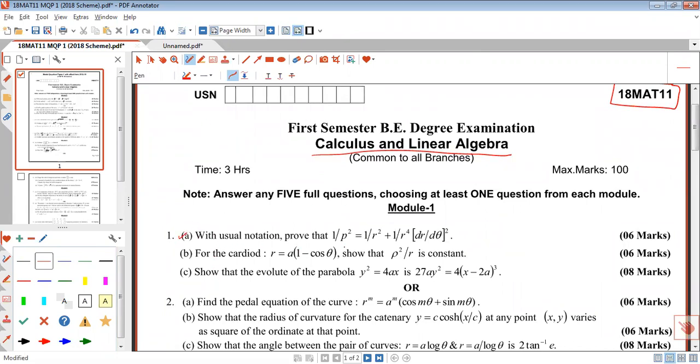With the usual notation, prove that 1 by p square equals 1 by r square plus 1 by r to the power 4 times (dr by d theta) the whole square. Okay, p is also called the length of the perpendicular from pole to tangent, and this is also called the pedal equation of the polar curve. So let's prove this derivation.